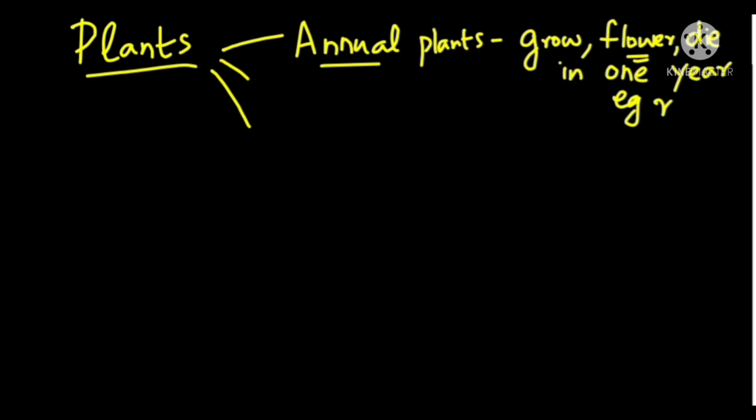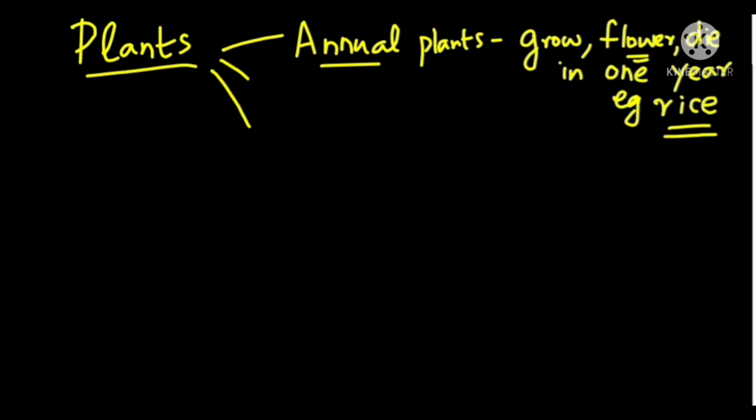Yes, very good, Abhirami. Rice plant is like that. They grow, they flower, they die in the same year. So rice is an annual plant. For annual plants, you can easily see the three phases. For the rice plant you can see a juvenile phase, a reproductive phase, and then lastly senescence.